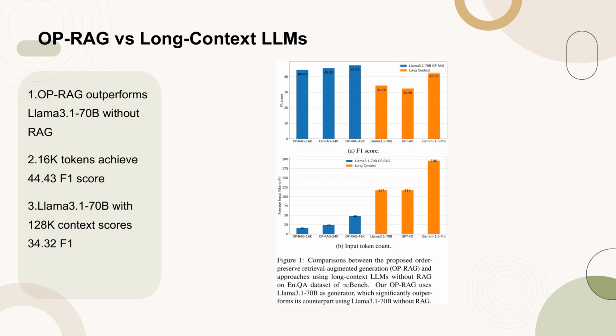Figure 1 illustrates the performance comparison between the proposed order-preserved retrieval-augmented generation, OP-RAG, and long-context large language models, LLMs, without RAG on the en.qa dataset of InfiniteBench. The OP-RAG, utilizing Llama 3.1-70b as the generator, demonstrates a significant advantage over its counterpart using Llama 3.1-70b without RAG. Specifically, with only 16K retrieved tokens, OP-RAG achieves an F1 score of 44.43, whereas Llama 3.1-70b with the full 128K context achieves an F1 score of 34.32. This highlights the efficiency and effectiveness of OP-RAG in enhancing answer quality with reduced input length.